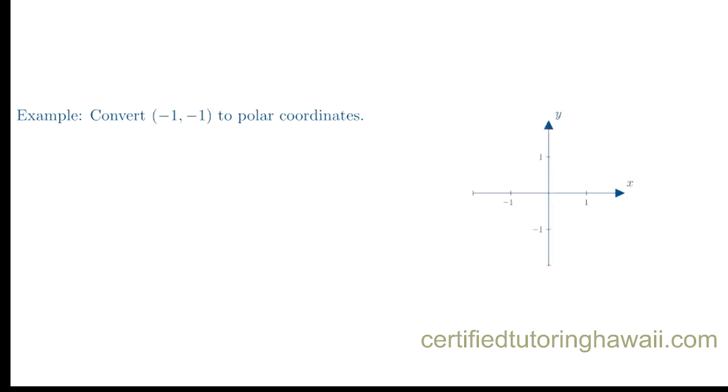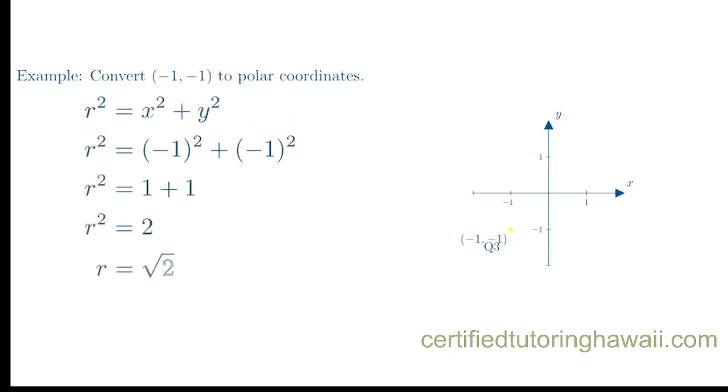Knowing it's in Q3 is critical for finding the correct angle. First, let's find r. We use the formula r squared equals x squared plus y squared. Plugging in our values, we get r squared equals (-1) squared plus (-1) squared, which is 1 plus 1, or 2. So r equals the square root of 2. We'll choose the positive value for r.